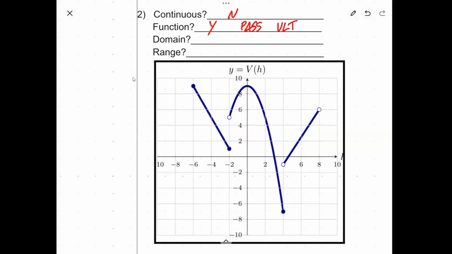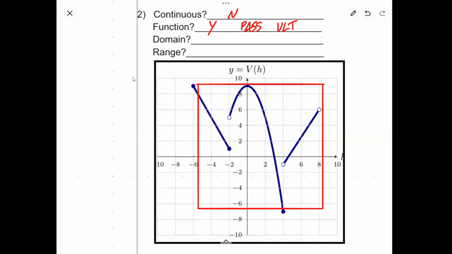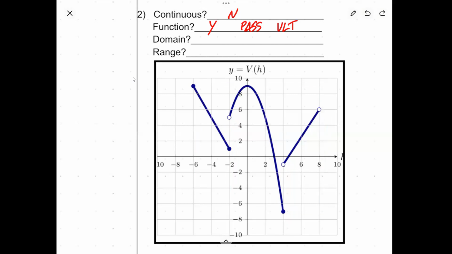So I just can't draw a box around it and say, oh, that's it. It's not continuous. But if you look, there are some small continuous pieces that I can box up. So let me show you what I'm going to do. I'm going to take this piece and I'm going to box it up. I'm going to put that first piece of the graph into a box.